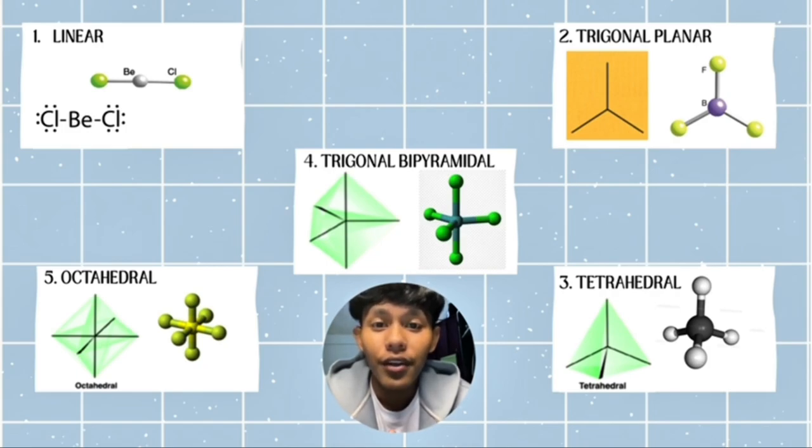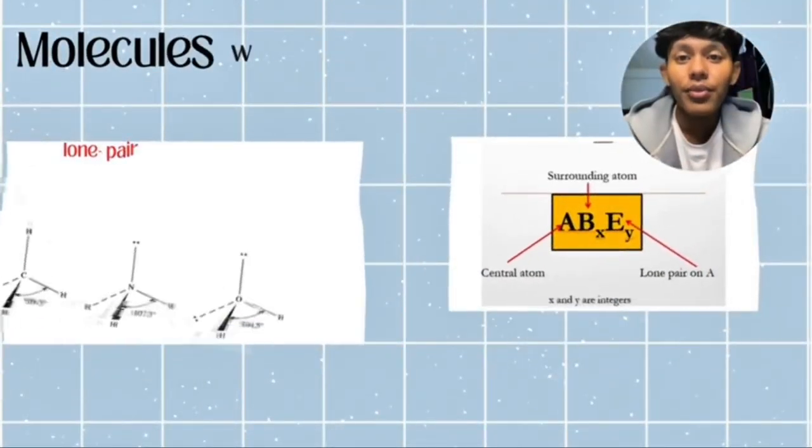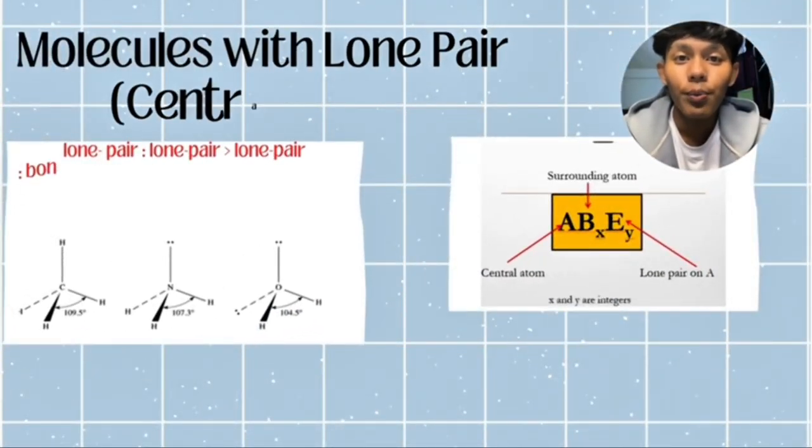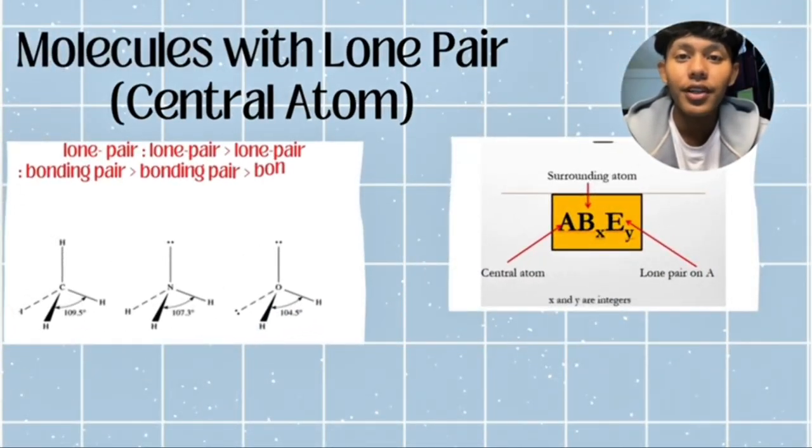Octahedral molecules have 6 bonds evenly spaced around the central atom. These shapes help us predict molecular geometry, bond angles, and polarity. This image explains how lone pairs on the central atom affect molecular shape using the VSEPR model.